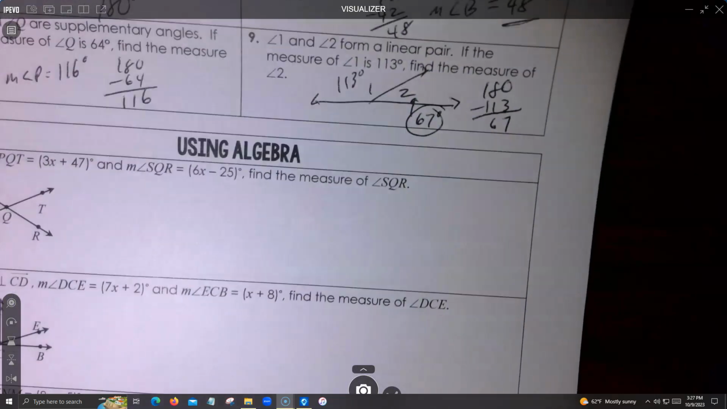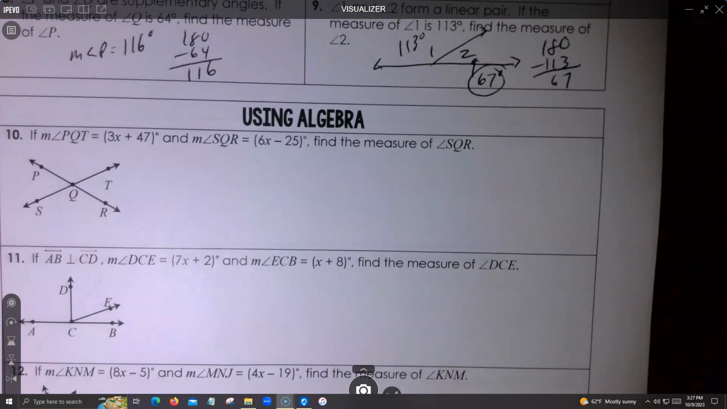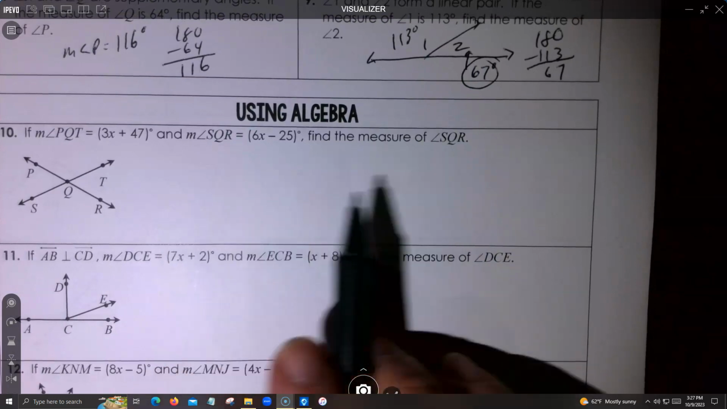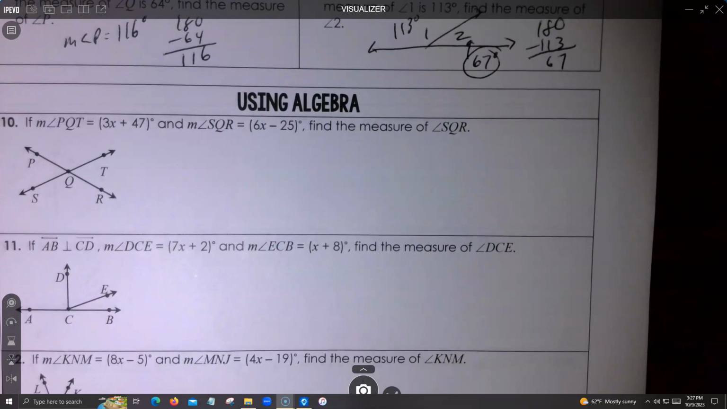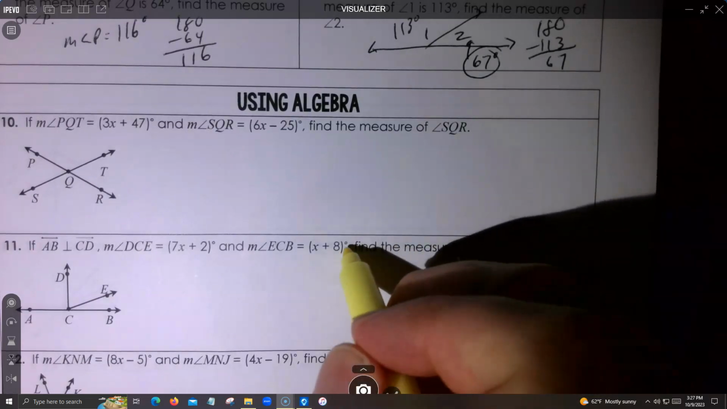Now when we do the algebra, it's the same idea, except now we have to solve first, and maybe I have to find x, maybe I have to find an angle. It all depends on what I'm asked to find. You, again, pay attention to what you're looking for. So I'm going to do all the odd numbers. I'm going to start off with 11.